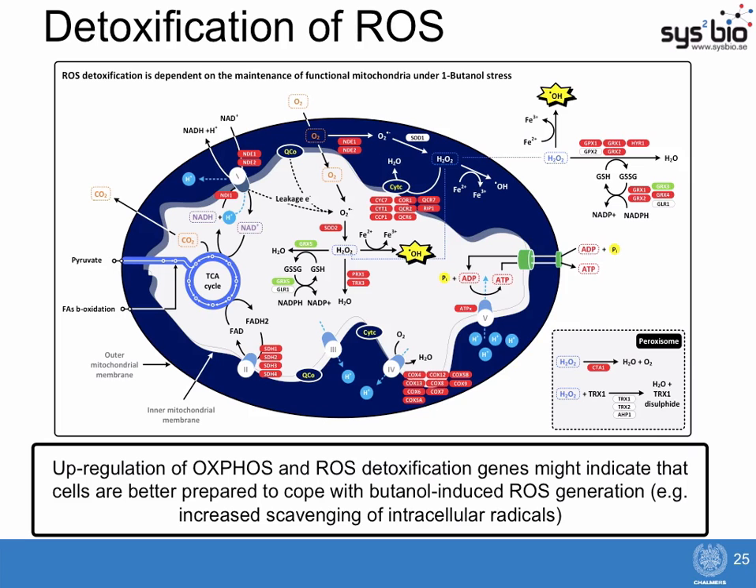If we just take one of these, detoxification in response to reactive oxidant species, we can see here that we have a number of effects where we have upregulation of the oxidative phosphorylation and also ROS detoxification pathways. So we really seem to have processes increased that are involved in scavenging of intracellular radicals. And we believe this is very much due to probably conversion of the butanol to aldehydes that can be very toxic for the cell.